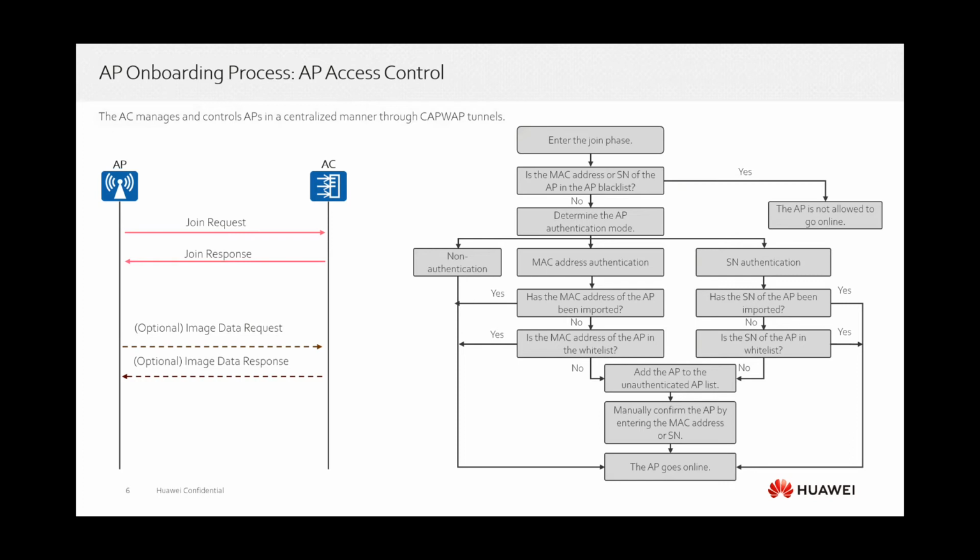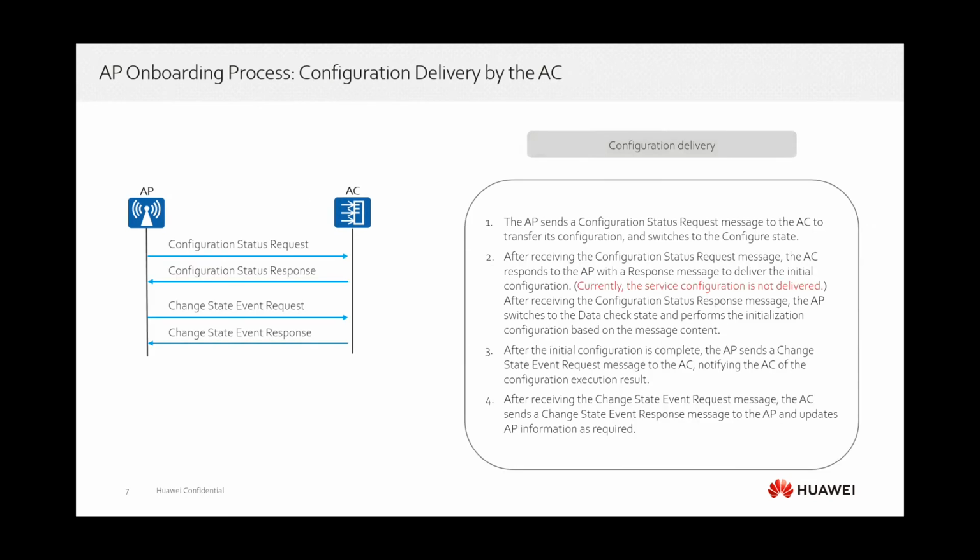And the next phase, configuration delivery by the AC. When the AP version upgrade is not needed or the AP has been upgraded successfully, the AC starts to deliver configurations to the AP. First, the AP sends its current configuration to the AC and enters the configure state. After receiving the initial configuration from the AC, the AP performs the initial configuration based on the message content.